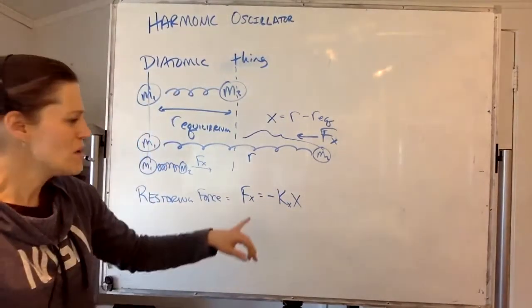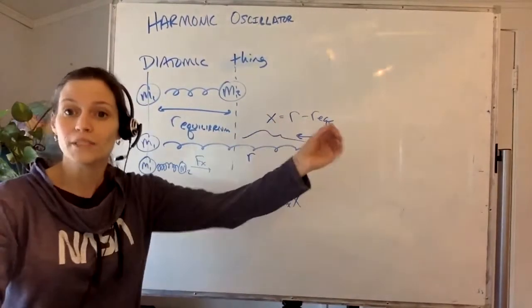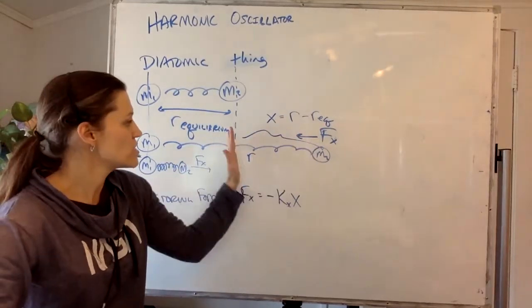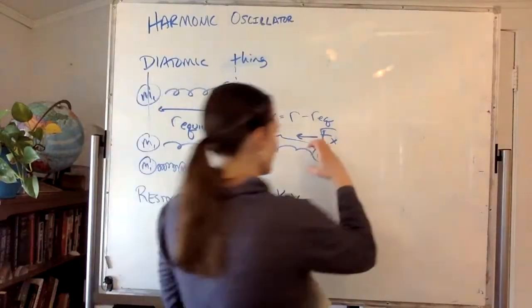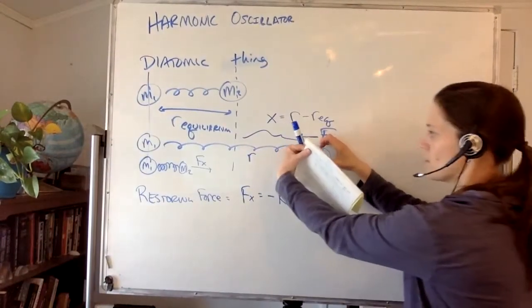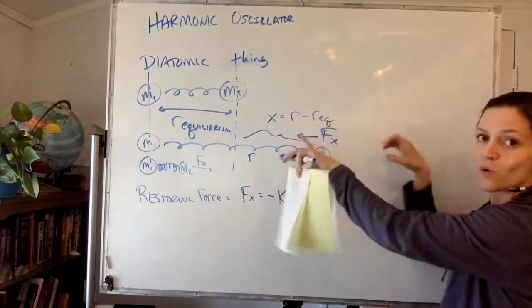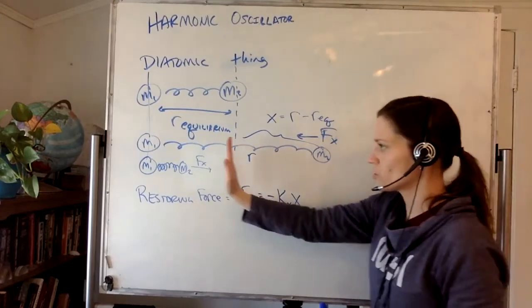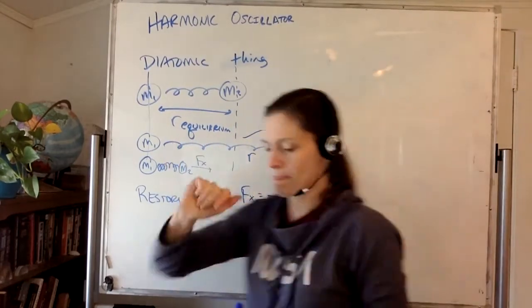This little x represents that we're only looking at the x direction, so one dimension. Negative sign because it's a restoring force. If I'm pulling it this way, I'm putting a force in this direction, but the restoring force is going back the other way, opposite the direction that it's being pulled. Likewise, if I'm pushing in this direction, the restoring force is opposite the direction of the displacement.